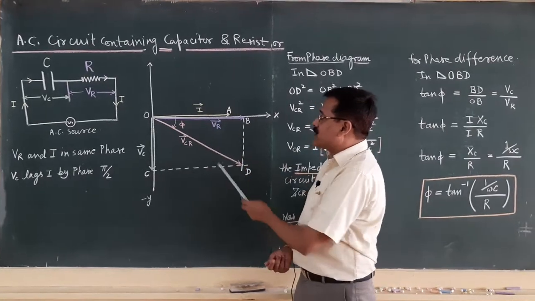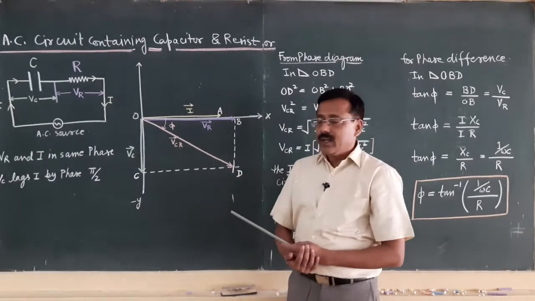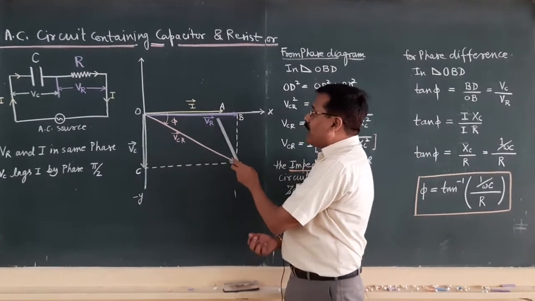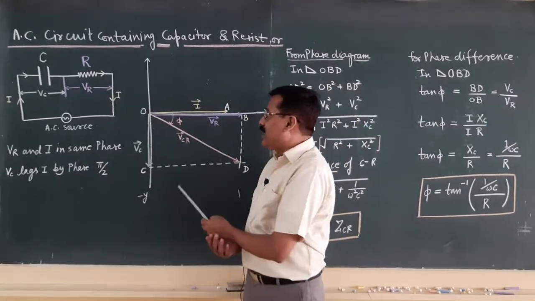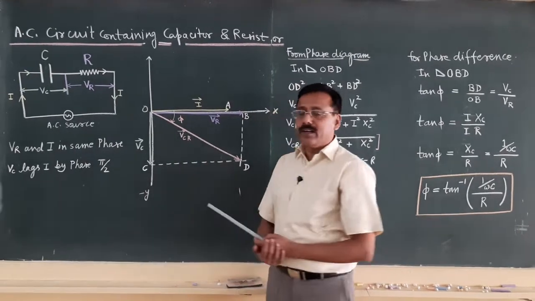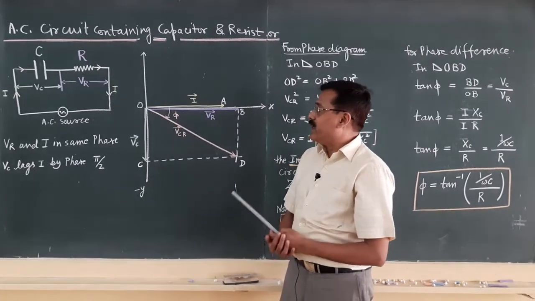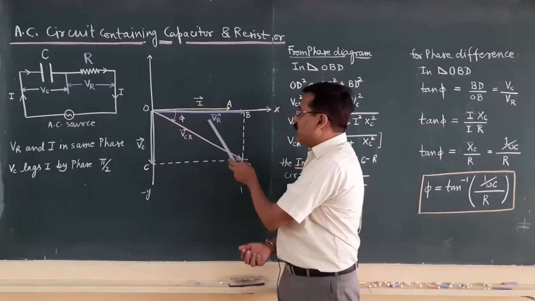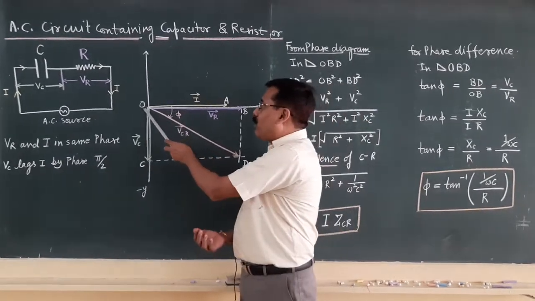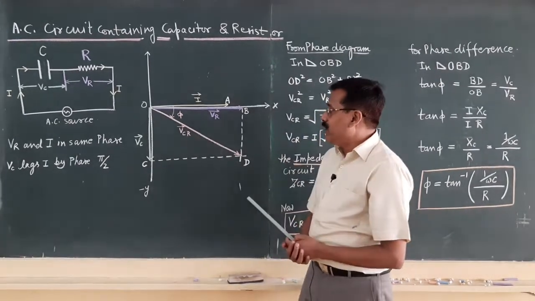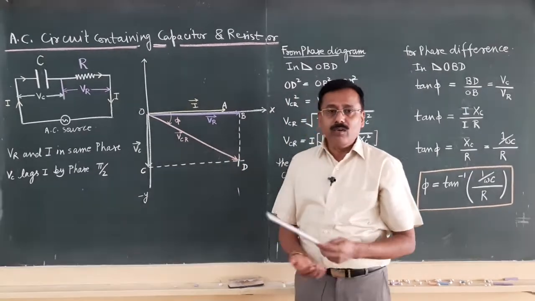In this quadrant system, along the x axis, the OB vector represents VR and the OA vector represents I, and both are in the same phase. The potential across the capacitor always lags behind current by a phase difference of pi by 2. It is now very clear from the diagram that Vc, Vr and I are co-initial vectors starting from the common point O. To find the resultant of Vc and Vr, we will use the law of parallelogram.